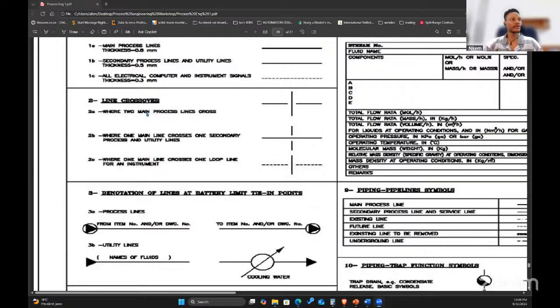All right. Going forward, then we have line crossovers. So for these two fake lines, you have two main process lines crossing over. They don't meet. They don't mix. They're just crossing over because of the scale of the drawing. You're putting it in one scale, and you want to put them in the same drawing. Then another crossover here, main line and secondary line, of course, and then main line and instrument line. These are crossovers. You need to understand all of this as well.